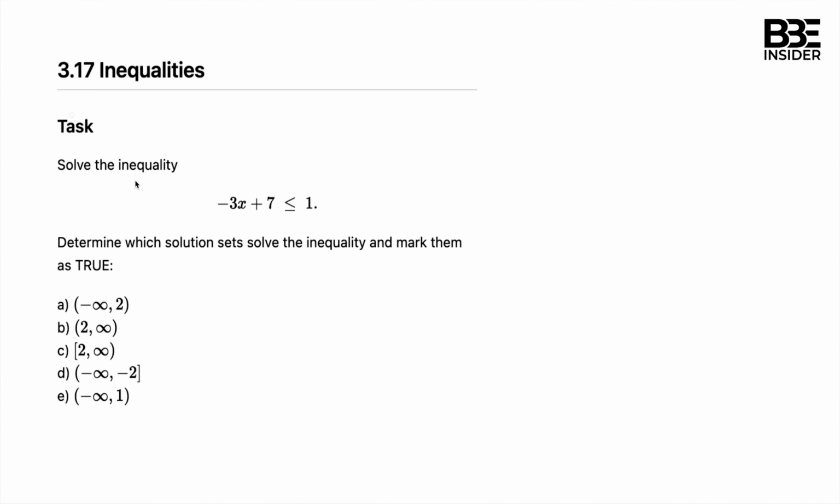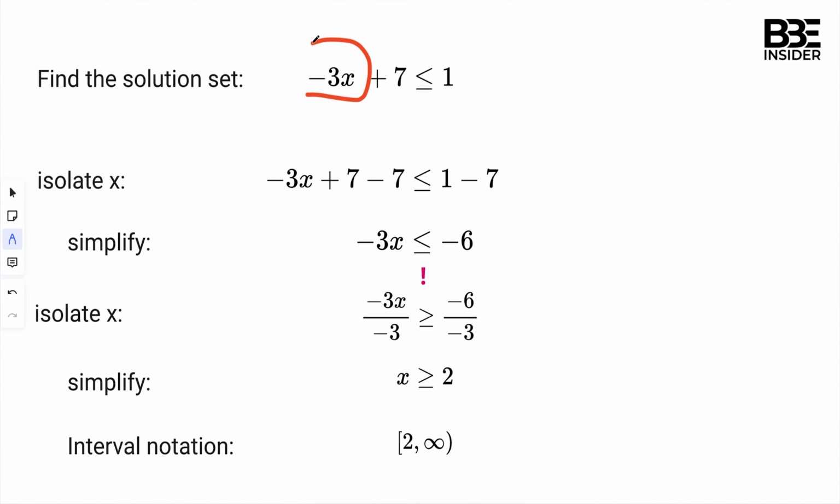3.17 inequalities is a little bit more sophisticated than the task before. The task before was very easy, and this one has a little caveat to it. Let's check it out. We need to solve the inequality minus 3x plus 7 is less or equal to 1. How do we do that? First of all, we identify the variable of interest, which is x. We try to isolate x, and therefore we deduct 7 from both sides to not alter the inequality. In the next step, we simplify and obtain minus 3x is less or equal to minus 6. We need to be careful.